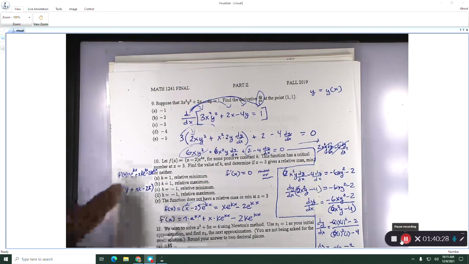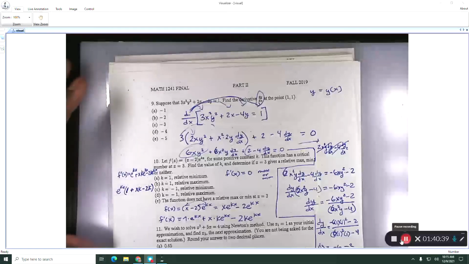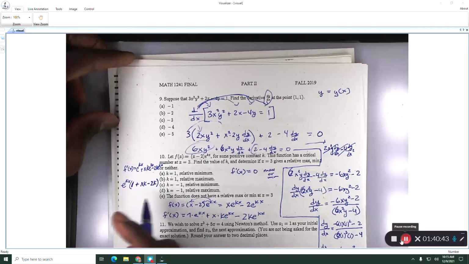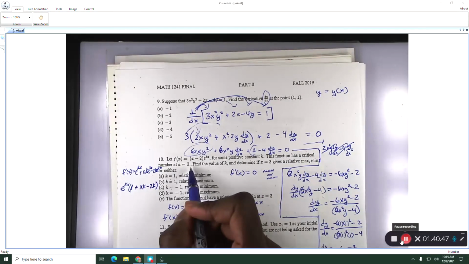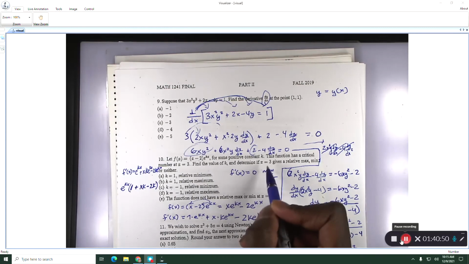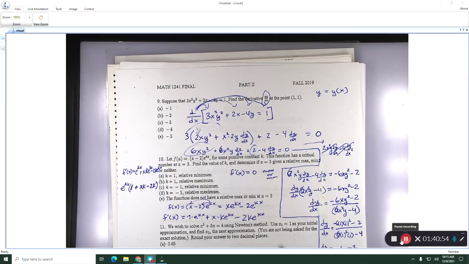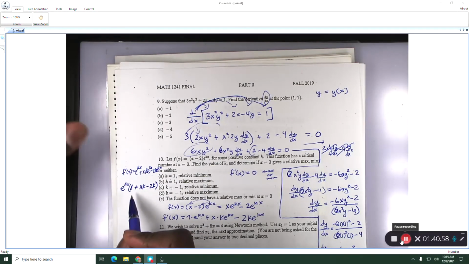Right? So what I'm trying to find is a value where my derivative is equal to 0, and is that a max or min? This one is very tricky. Now they told me the function has a critical number at 3. And we want to determine if x equals 3 gives a max, a min, or neither. We have too many variables here. We have x and k.